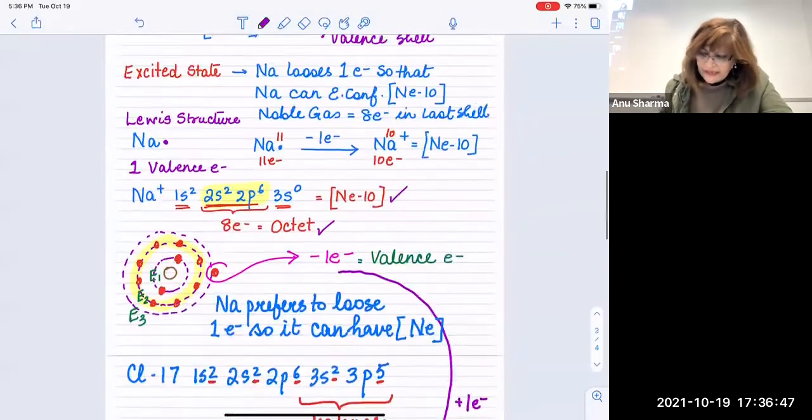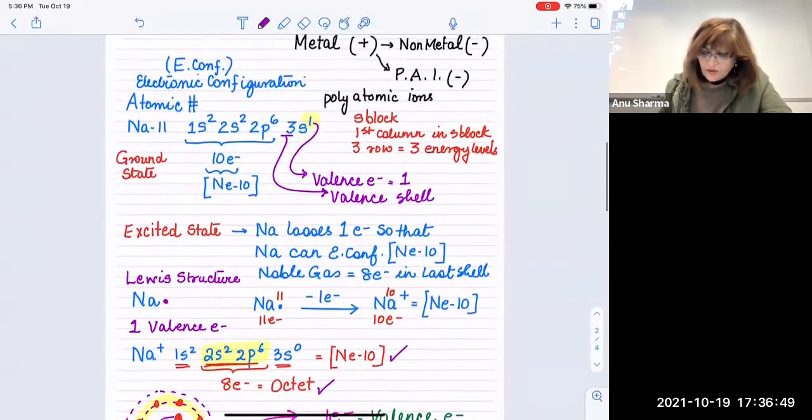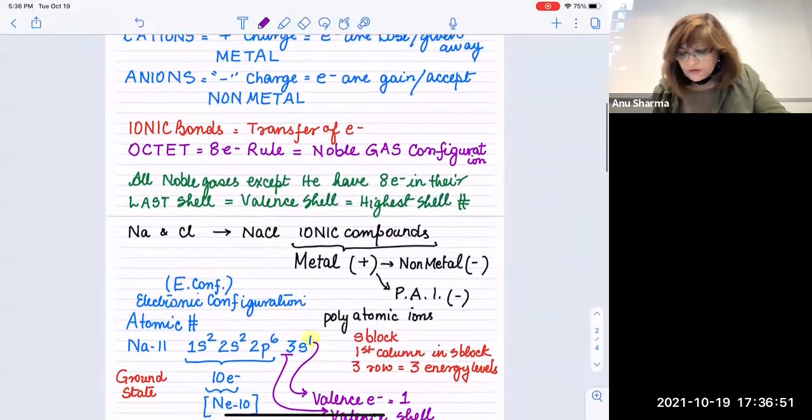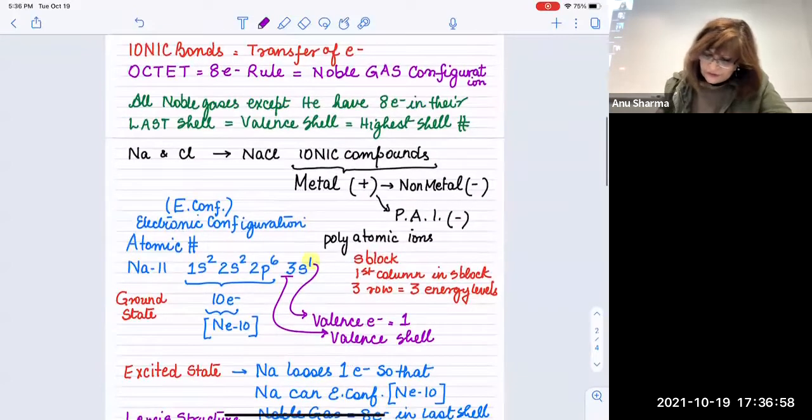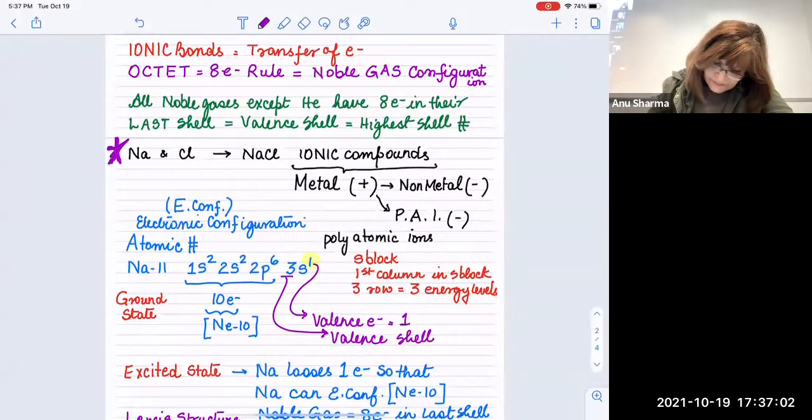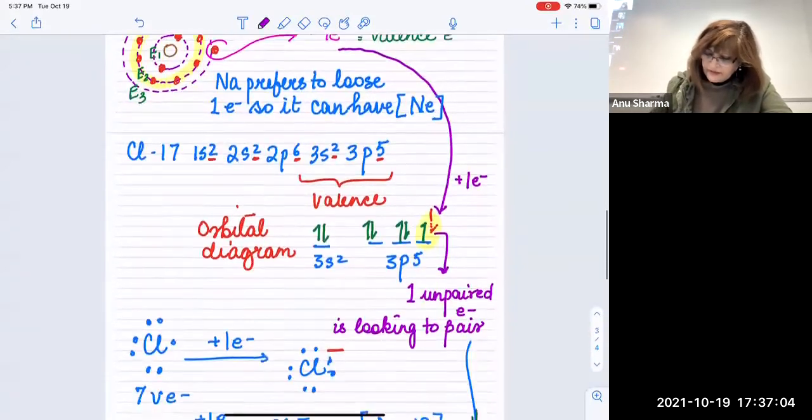So in a way, this part is overlapping with the chapter. What was that? Chapter 7, Ionic Bonds. Okay, so this is one example. Now let's look at another example.